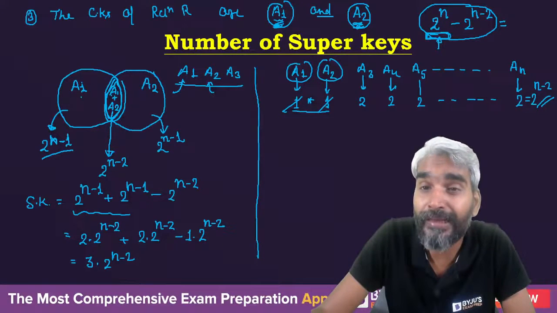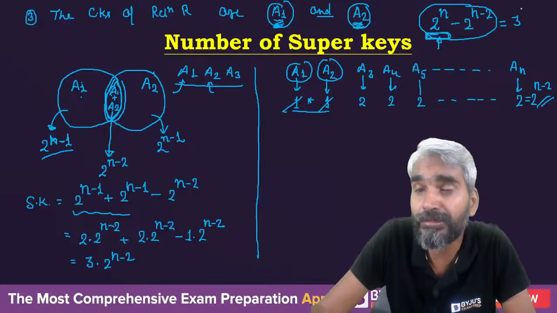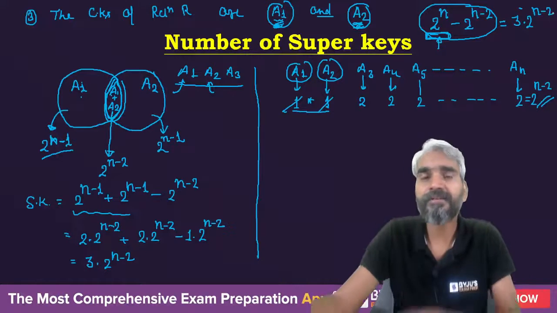So this is 4 times 2 raised power n minus 2 minus 1 times 2 raised power n minus 2. This will also be 3 times 2 raised power n minus 2. Yes, sir, this is also the same thing.